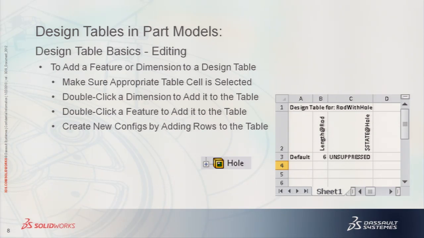And then to add configs, you just go down that first column, type in a new name, and then type in the values for each of the columns that you have in there, and you've got your new config.